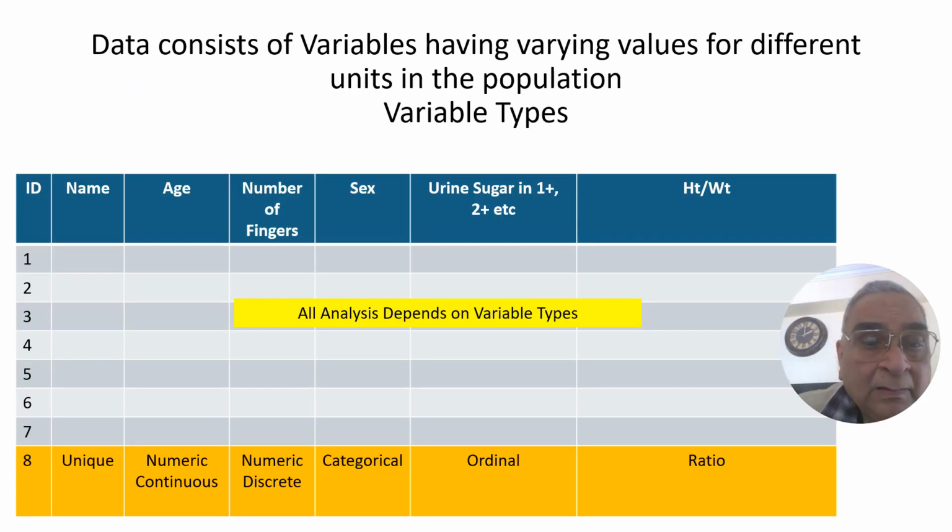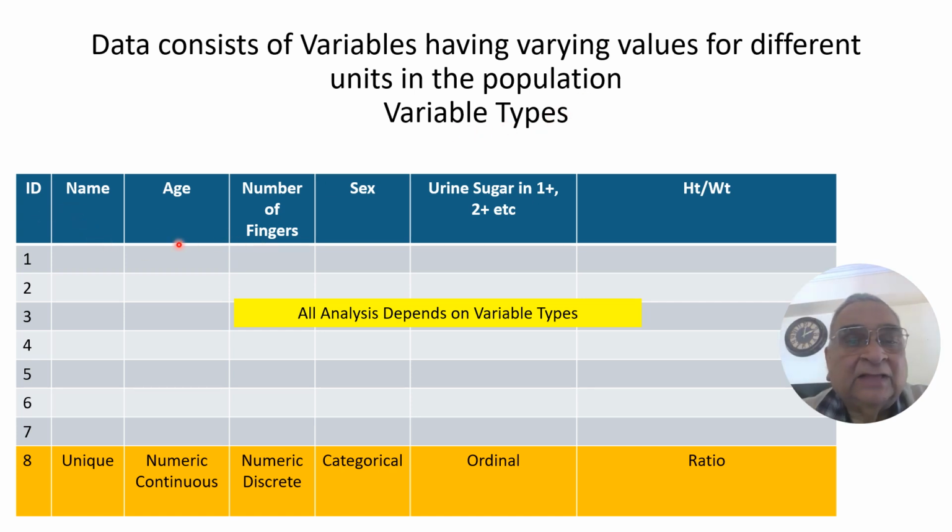Data is a collection of variables. It usually has the variable name in the first row and the values that that particular variable is acquiring for various cases in the following rows. So data consists of variables, and variables are those that acquire varying values for different units in the population.